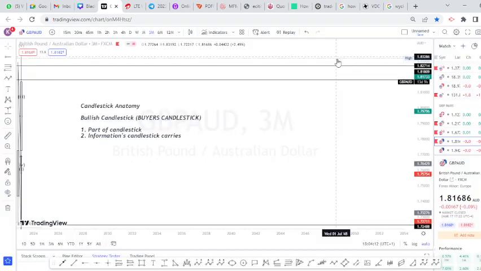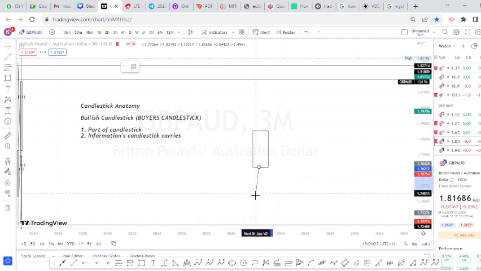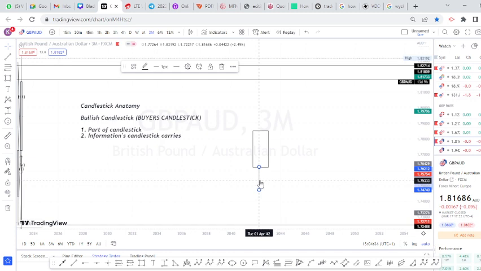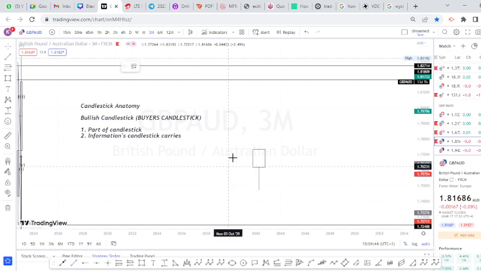Having said that, let's move to the parts of a candlestick. We have basically two things to look at in a candlestick: the body and the wick. The body shows the strength of the buyers, in the case of a bullish candlestick. That is what bullish candlesticks do.